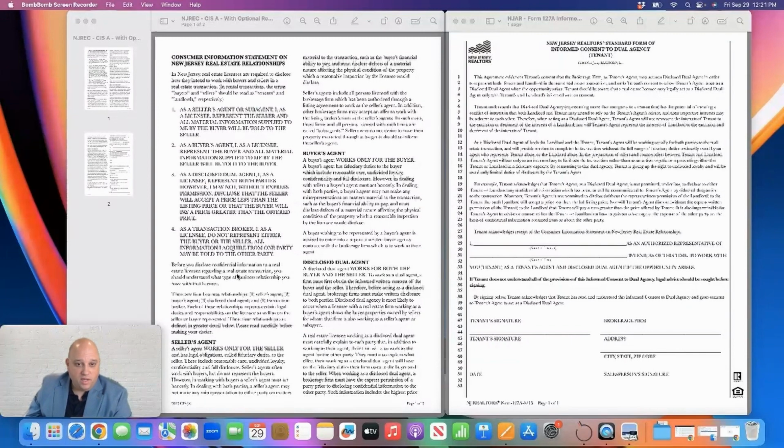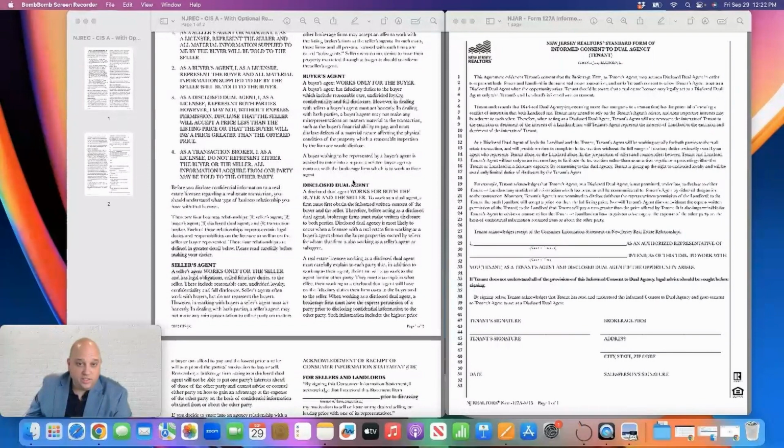But there are several different ways that a realtor can represent. One is as a landlord's agent, representing the landlord. The other is a tenant's agent, representing exclusively only the tenant. And then there's disclosed dual agency, where the realtor represents both the landlord and the tenant.